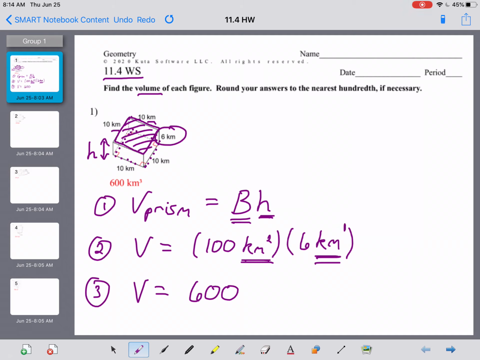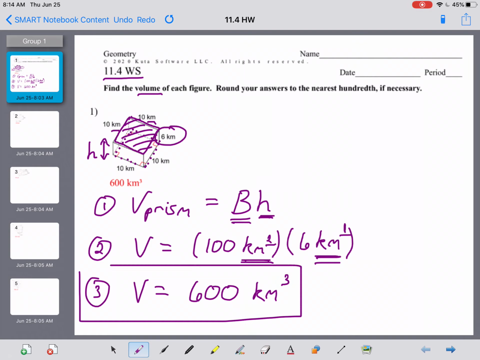Remember that this exponent, when there's not one listed there, is really a 1, and when you're multiplying, we add those exponents together. So square kilometers times linear kilometers ends up getting you cubic kilometers, and that is the reason why the units for volume are cubic, and in this case cubic kilometers. Okay, so that one worked out pretty well.